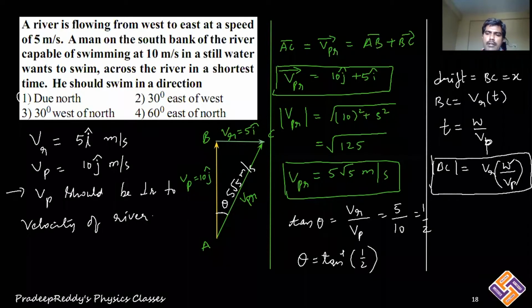So if W is given to you, you can calculate time, and after that substituting time in this, you will be getting drift over there. BC is the drift. This is the way you will be solving the problem. First, read the question carefully and then represent vectors according to their direction. After that, draw the vector diagram and then use triangle law or parallelogram law of vectors and find out the unknown quantities whichever are being asked to you in the problem.